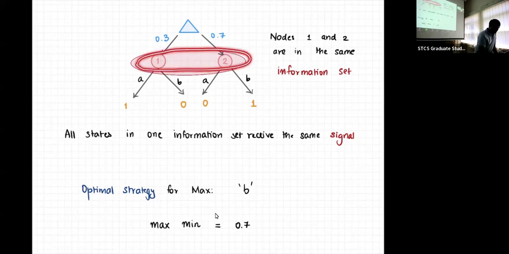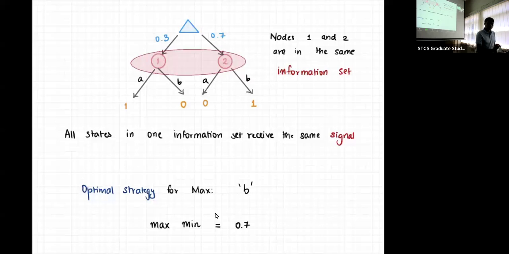This bubble is called an information set. The point is that Max cannot distinguish between these two nodes, and we will be calling it an information set. Now, you see that the actions out of these two have to be the same. It cannot be C, D here and A, B here, because these two are the same, so they should have the same outgoing actions. Now, should Max play A or Max play B?